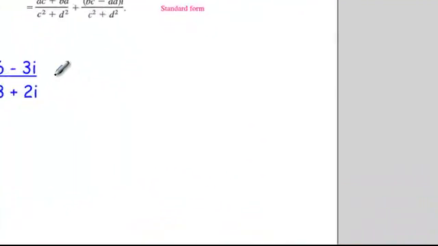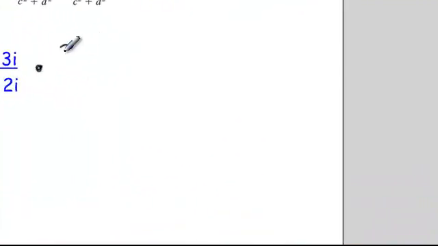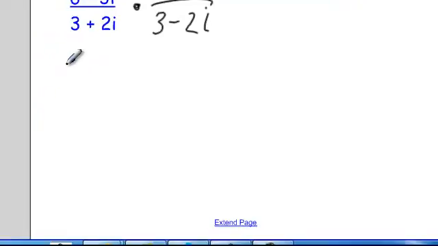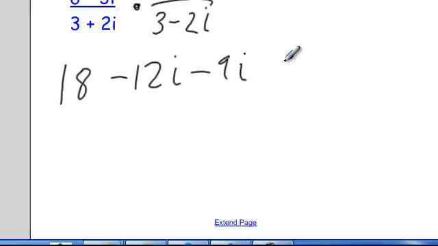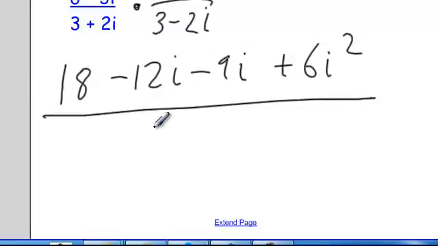To divide complex numbers, you multiply both the numerator and the denominator by the conjugate of the denominator. So we take the 3 plus 2i and multiply by 3 minus 2i. To make an equivalent fraction, you have to multiply both numerator and denominator by the same thing. So there we go. Now I can FOIL out the top. First is 18. Outer is minus 12i. Inner is minus 9i. And last is plus 6i squared. All over, now on the bottom we have 3 squared plus 2 squared.